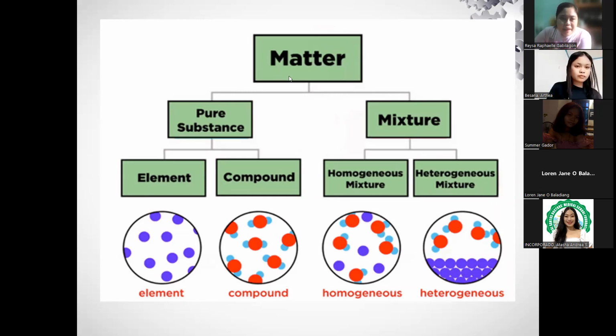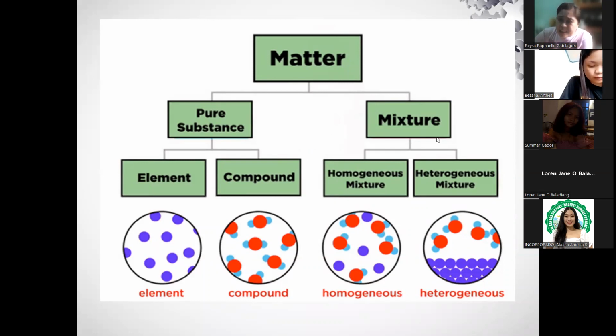We have matter can be classified into pure substance or pwede din mixture. Under sa pure substance, ito yung elements natin and pwede ding compound. Okay, dalawa yan sila ha, under sa pure substance. Ito yung sinabi kanina, sino yung sumagot, na chemistry is the study of elements and compounds. That is true. That is correct.